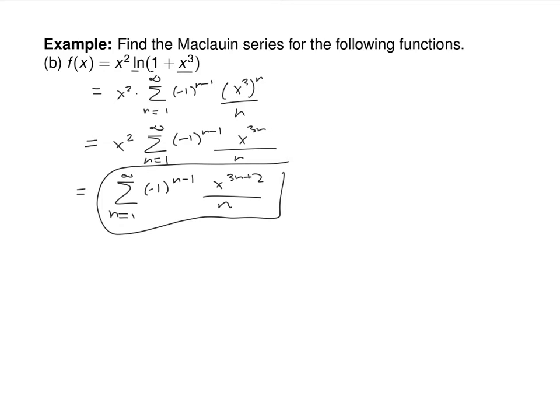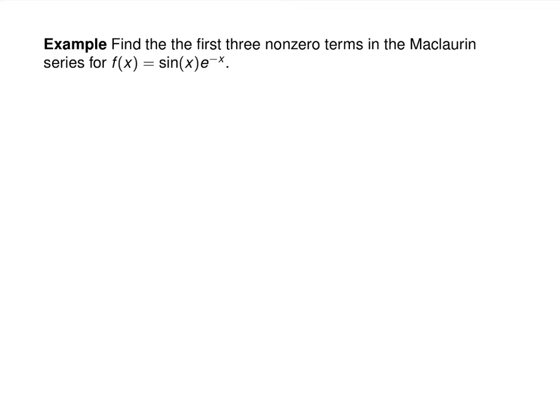Now, so far, all of the Maclaurin series that we've found, we've had a polynomial multiplied by something that has a series expansion. Now, what might happen if we had two things that have series expansions? This isn't going to be so easy to distribute anymore.